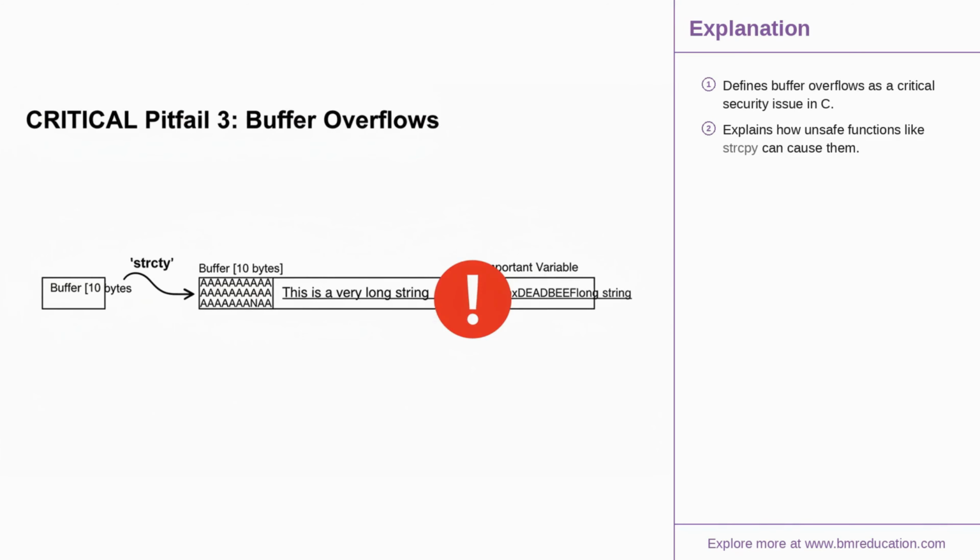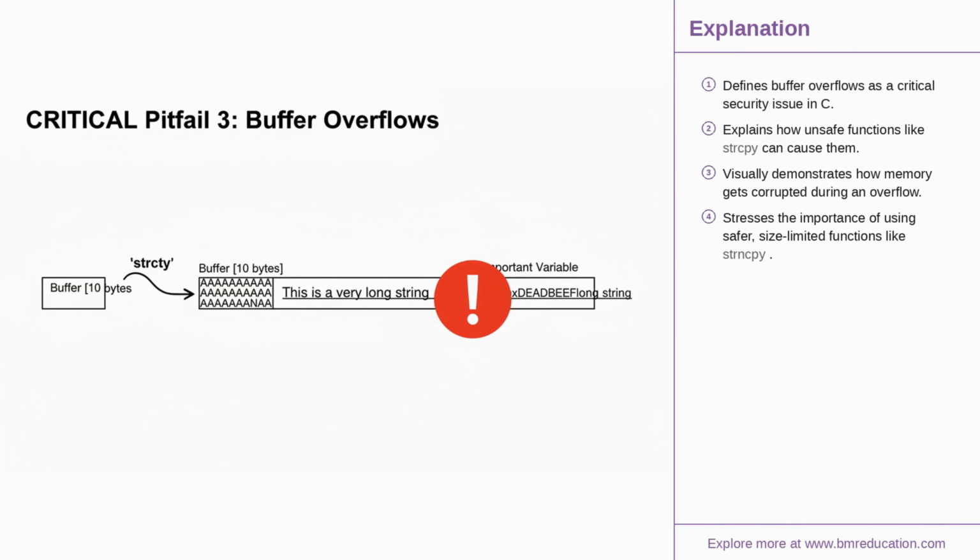Finally, the most critical pitfall in C programming is the buffer overflow. This happens when you try to copy a large string into a smaller buffer using an unsafe function like strcpy. The extra data overwrites adjacent memory, which can crash your program or, even worse, create a security vulnerability that attackers can exploit to run malicious code. Always use size-aware functions like strncpy.